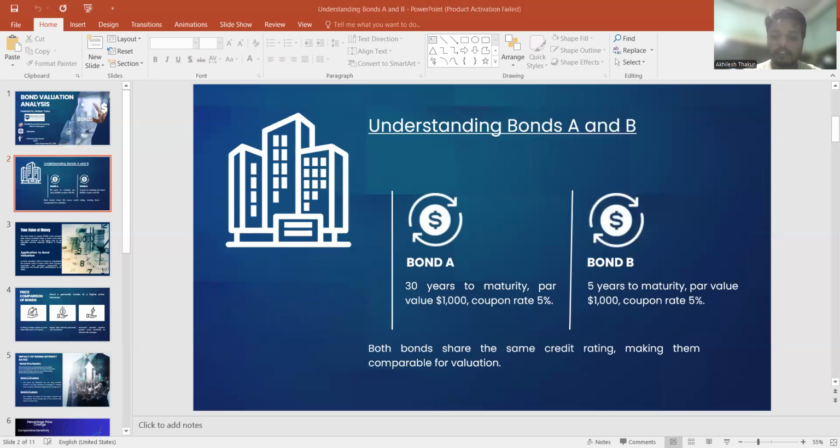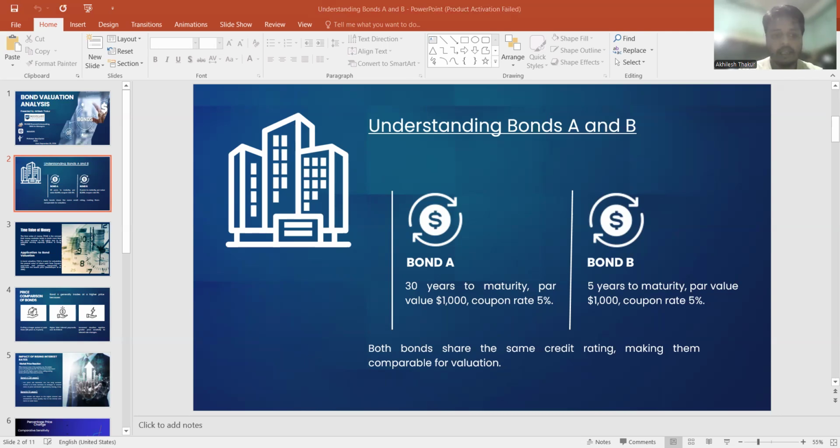So first, let's try to understand bond A and bond B. Bond A has a maturity period of 30 years. That means the bond will be fully repaid in 30 years. So it has a par value of $1,000 and a coupon rate of 5%. This coupon rate is the interest rate that the bond will pay every year.